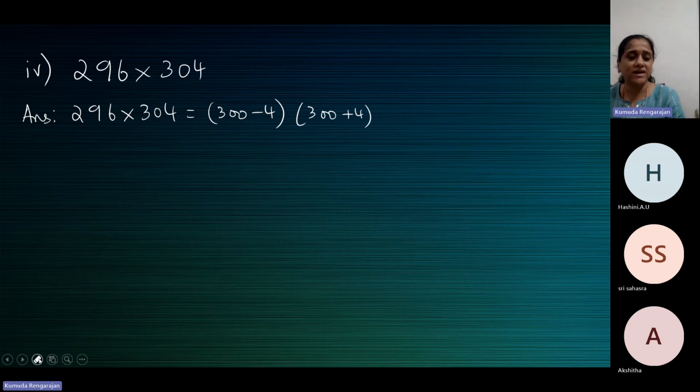See, the two numbers are 296 and 304. Now this 300 comes between them, no? Write 296 as 300 minus 4, because what is 300 minus 4? 296. And 304 is 300 plus 4. Okay. Now this is of which form? Which identity?